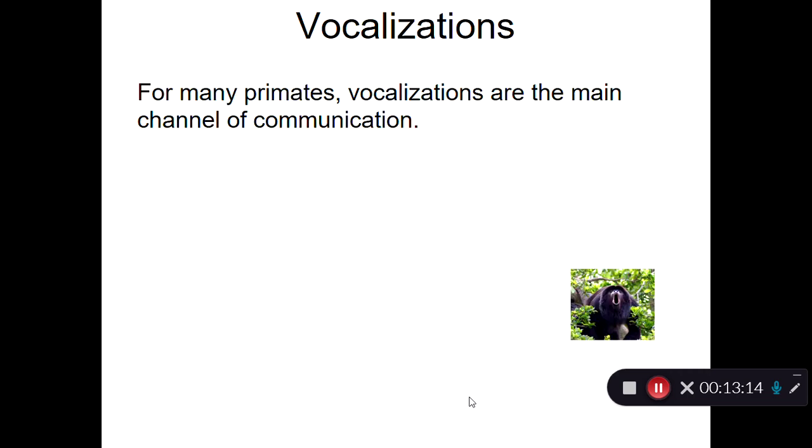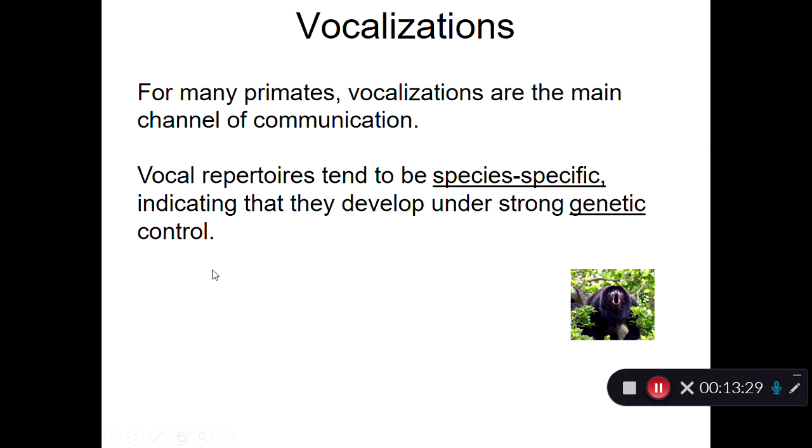So vocalizations are a really important channel of communication. Again, we're dealing with animals that live in the forest, including our ancestors, arboreal. So sound is a good way to communicate when you can't see one another. And so each species has its own vocal repertoire. They have their own sounds. And they are born with the tendency to have their species-specific sounds.